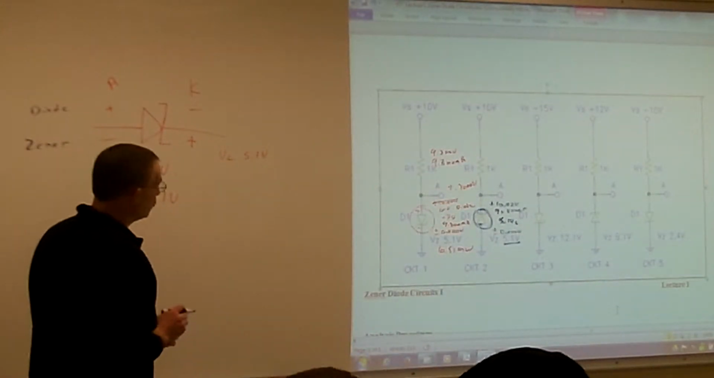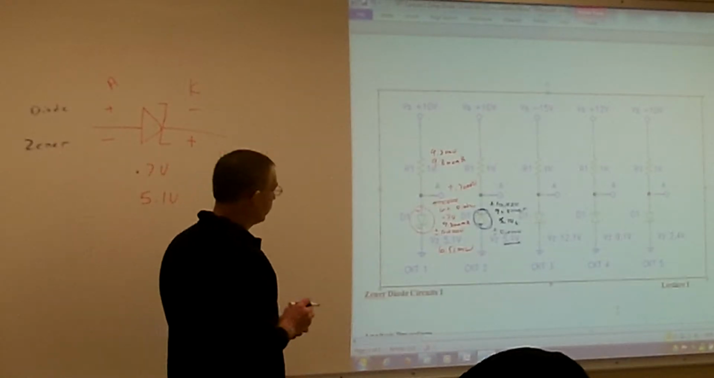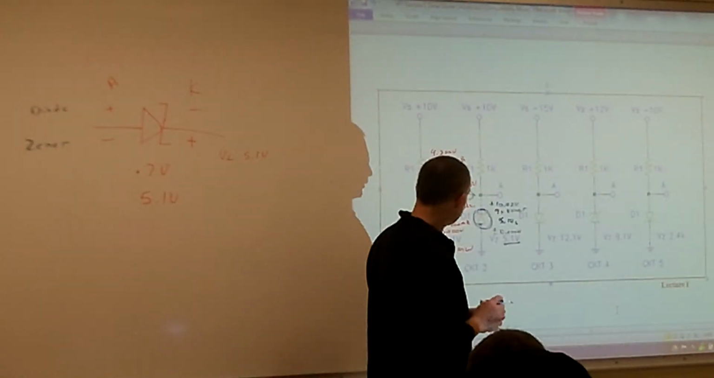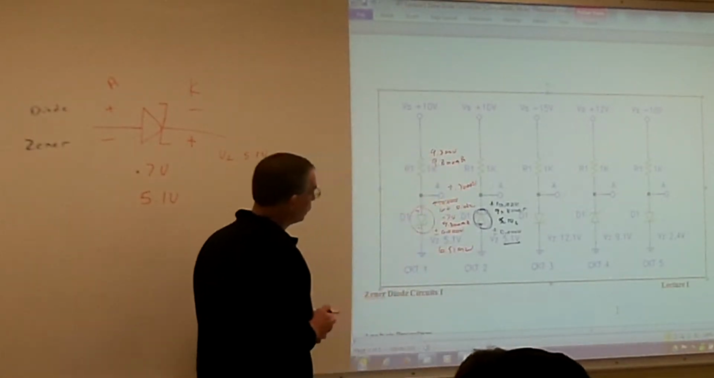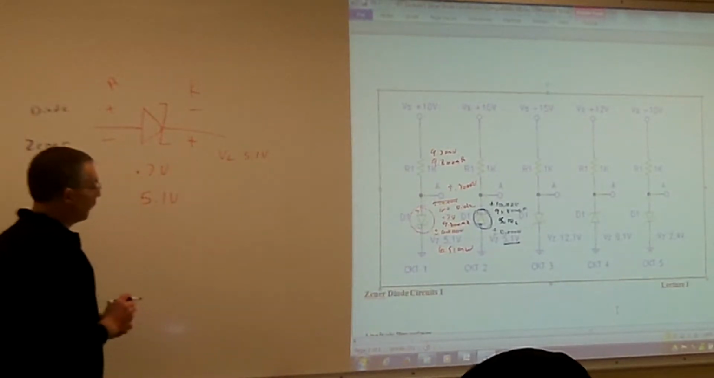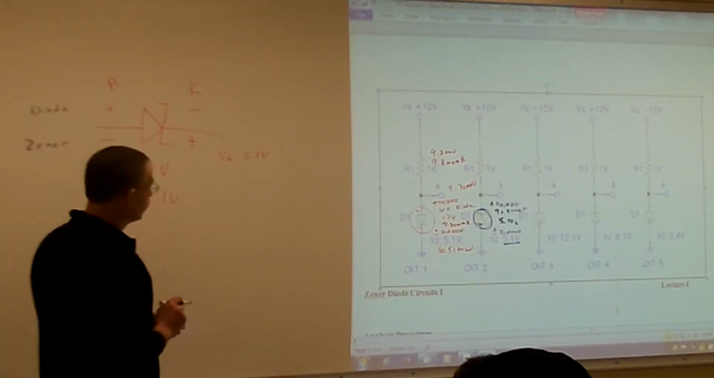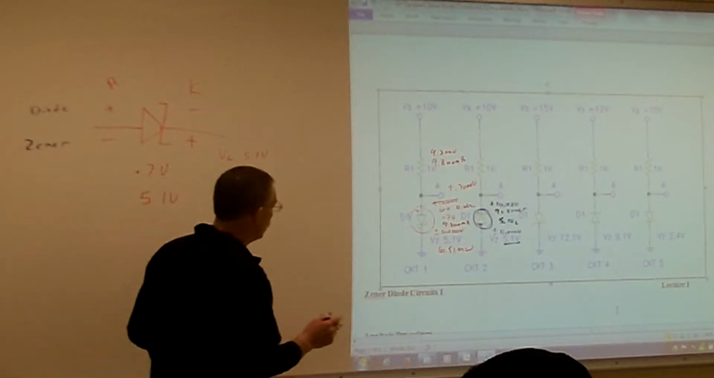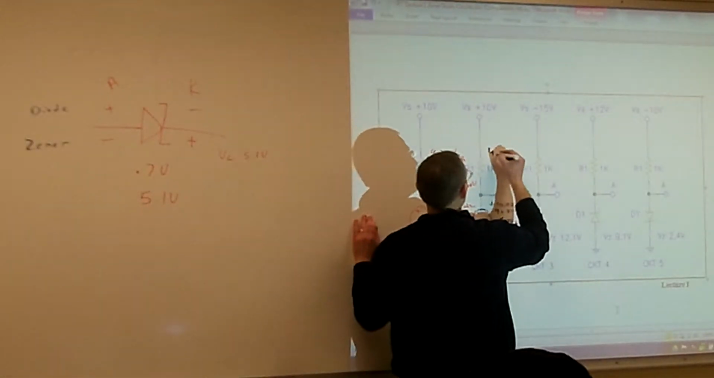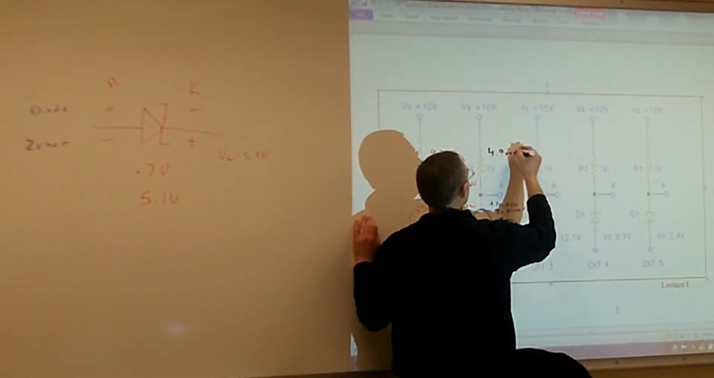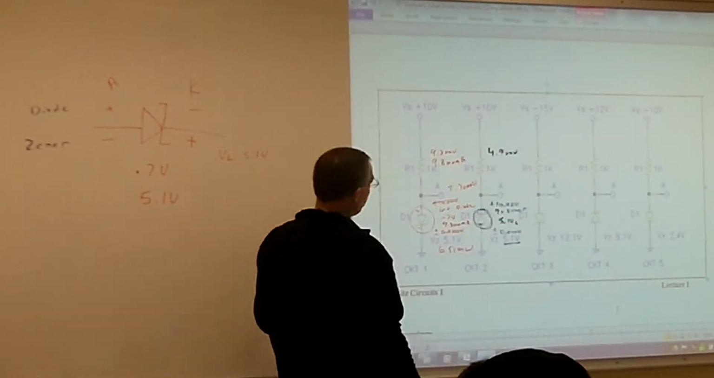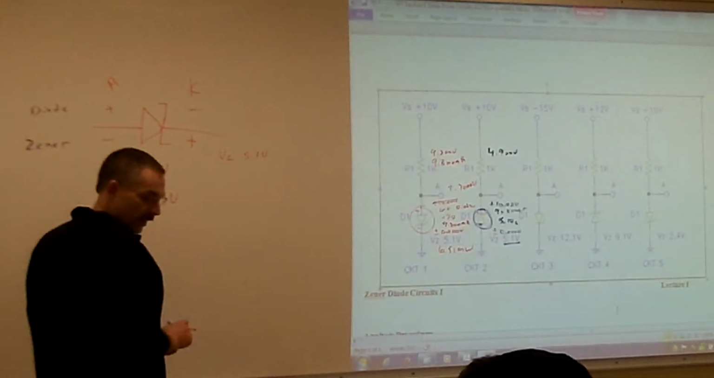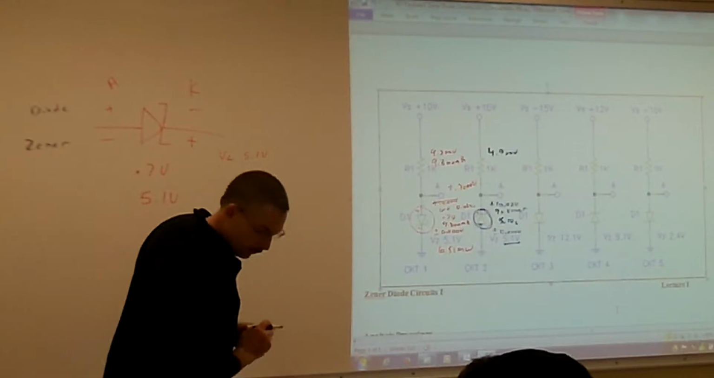Okay, so no matter if it's a diode or a Zener, it's always going to drop its voltage first. So the Zener dropped 5.1 volts. How much is left across the resistor then? 4.9 volts.